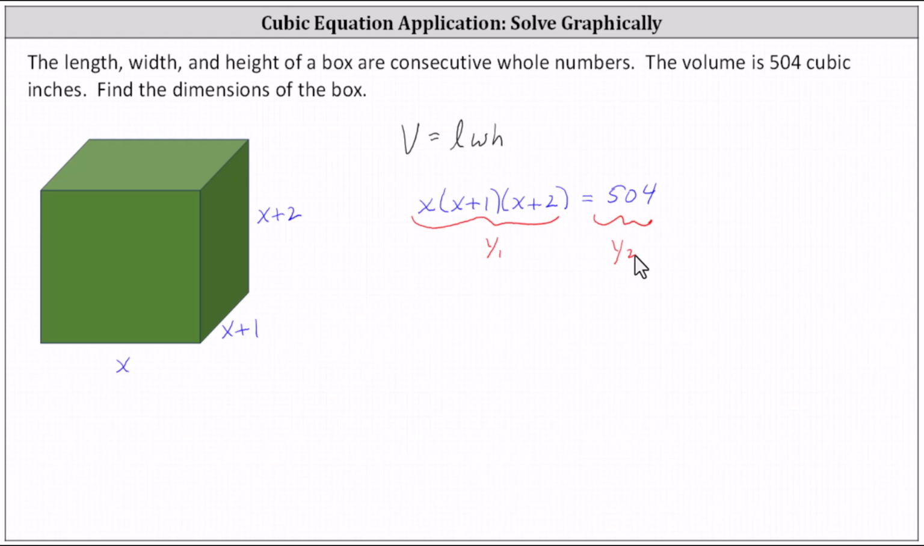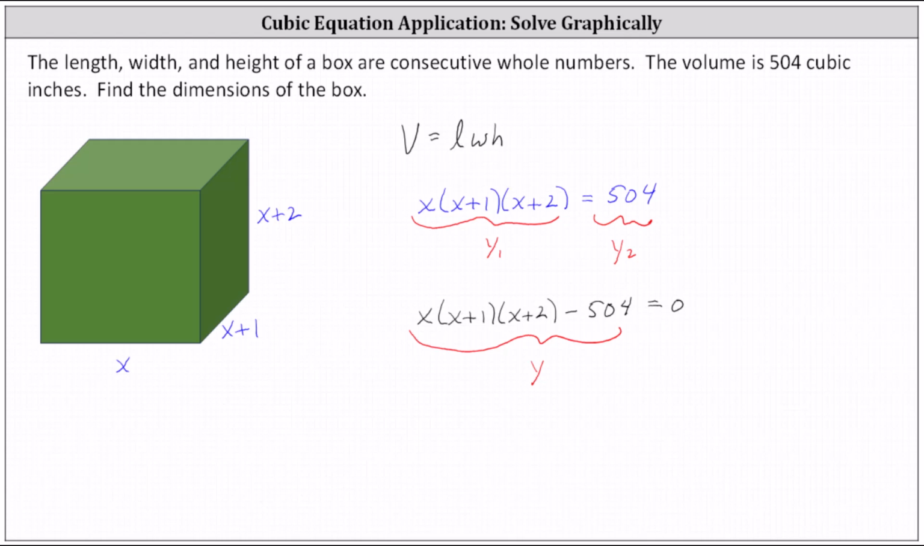The other option would be to set the right side of the equation equal to 0 by subtracting 504 on both sides, which would give us the equation x times the quantity x plus 1 times the quantity x plus 2 minus 504 equals 0. To solve this equation graphically, we would enter y equals the left side of the equation, and then because we're looking for the x values where y is equal to 0, we would locate the x-intercepts of the graph. And again, I'm going to go ahead and show both methods in this lesson.